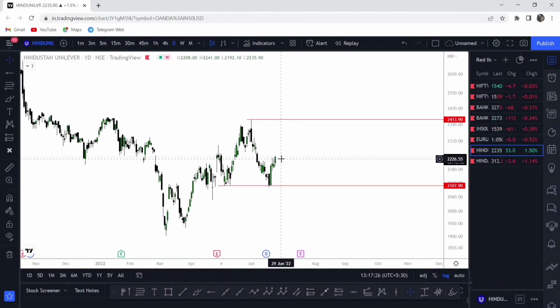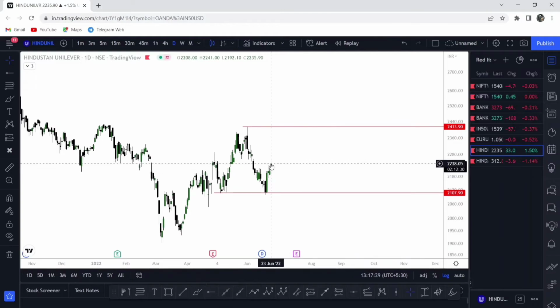So as of now, the only thing that you need to understand is whether the price is reaching out for this, or is the price reaching out for this? In between, you're not supposed to do anything.